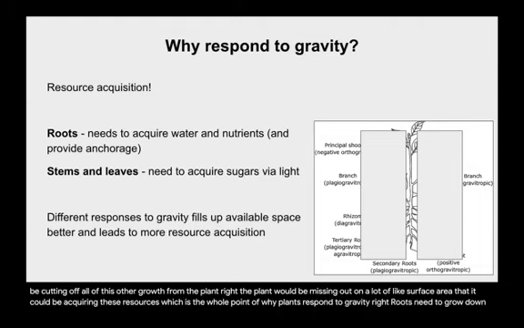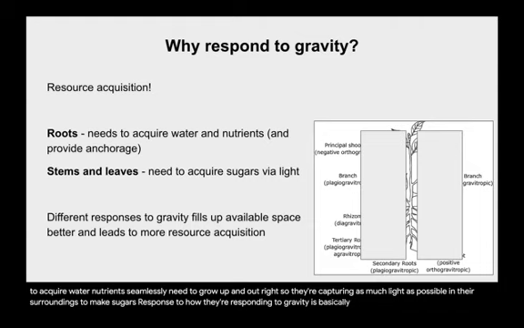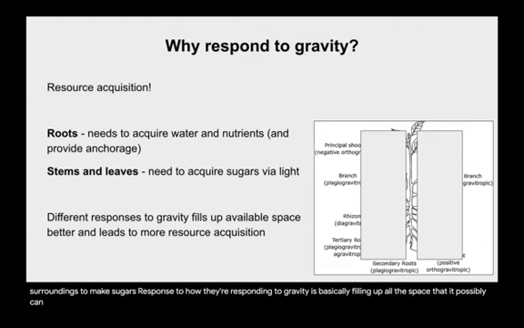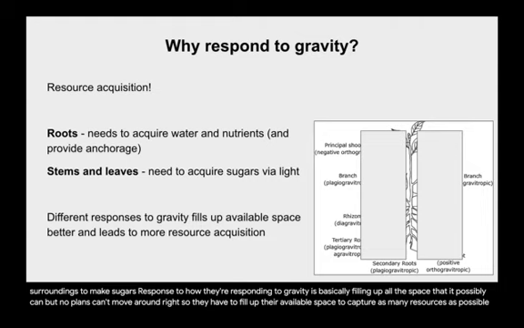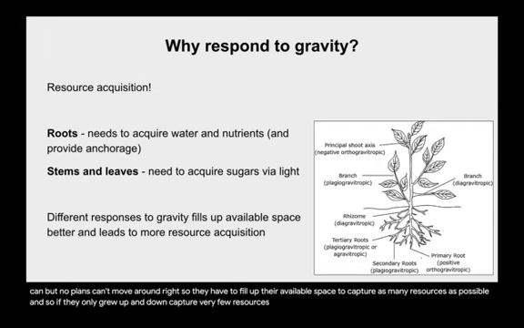Roots need to grow down to acquire water and nutrients. Stems need to grow up and out, right? So they're capturing as much light as possible in their surroundings to make sugars, right? So this differential response to gravity is basically filling up all the space that it possibly can, because plants can't move around, right? So they have to fill up their available space to capture as many resources as possible, right? And so if they only grew up and down, they'd capture very few resources, right? But with all those different angles that they can acquire, right, they are making the most of what they have.